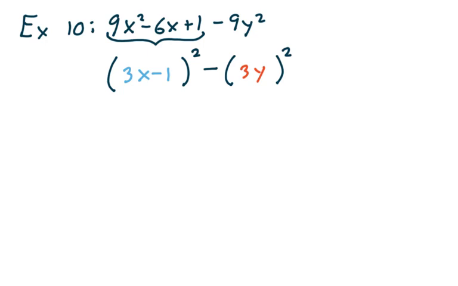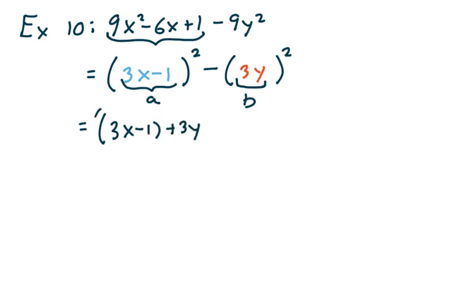And now, this is a difference of squares. It just took a little bit of work to get to that, right? Now, this is a, right? My 3x minus 1, and 3y is b. If I take a plus b and add them, I get 3x minus 1 plus 3y. Okay? And then if I take a minus b and subtract them, I get 3x minus 1 minus 3y. And that's how you factor this four-term polynomial.